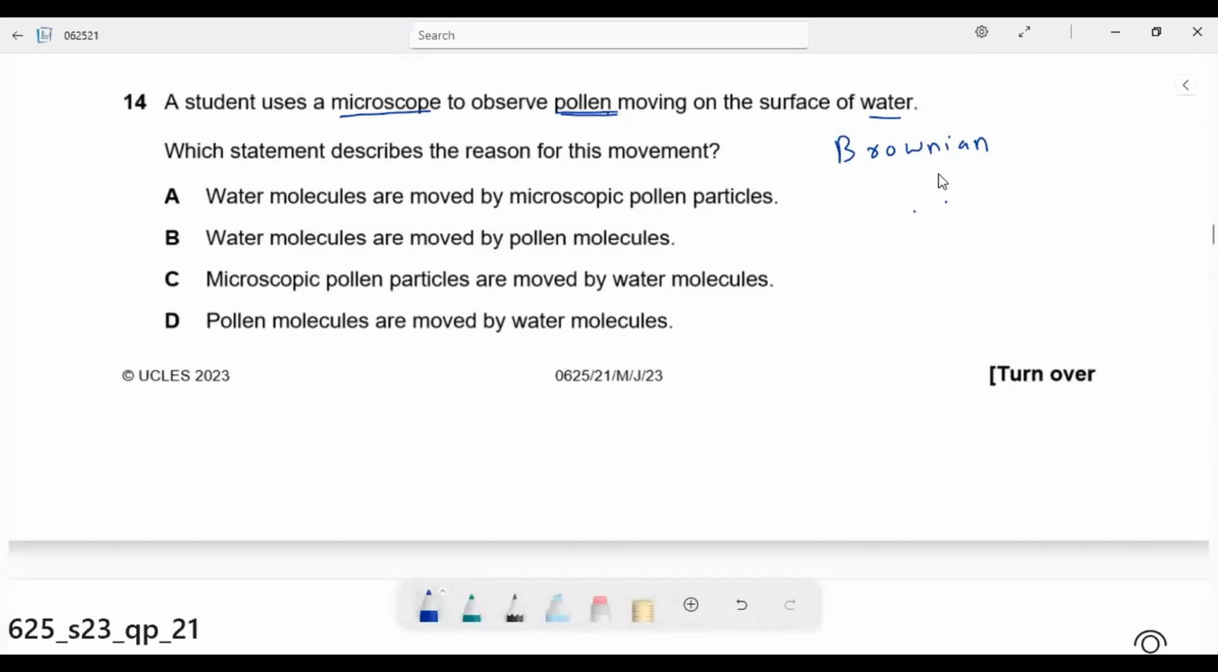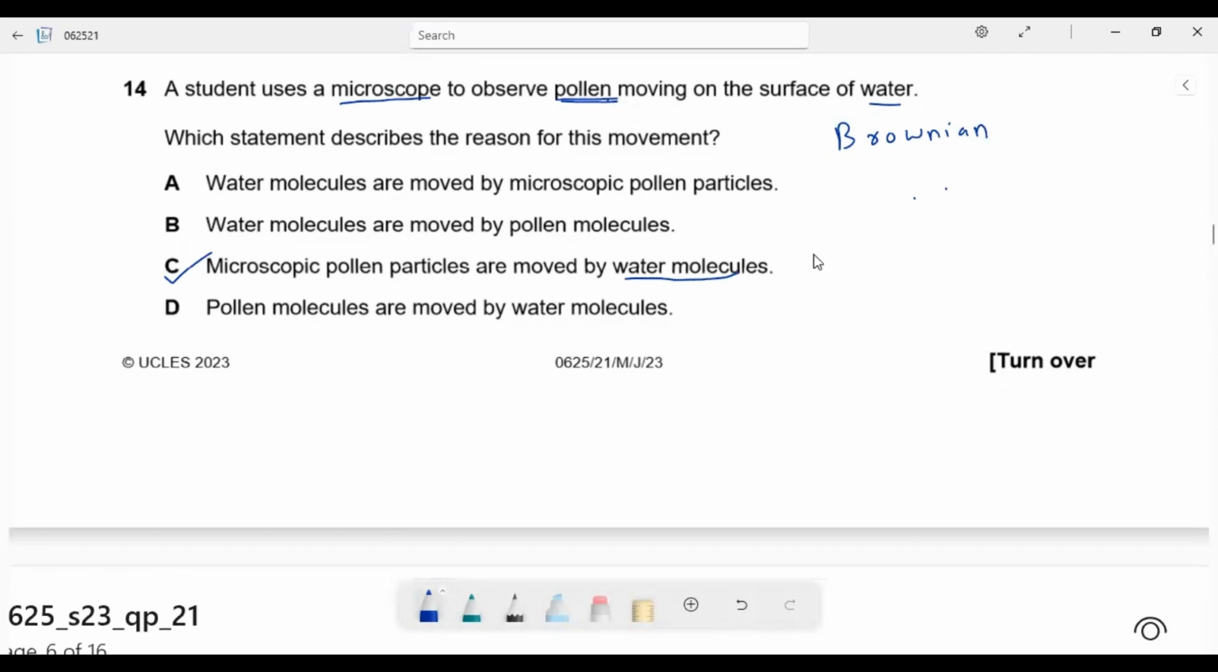So the right answer is C. The water molecules are responsible for the movement of microscopic pollen particles. Microscopic pollen particles are moved by water molecules.